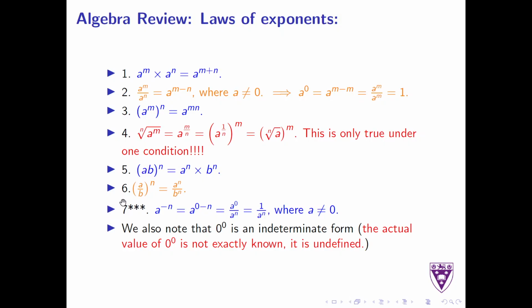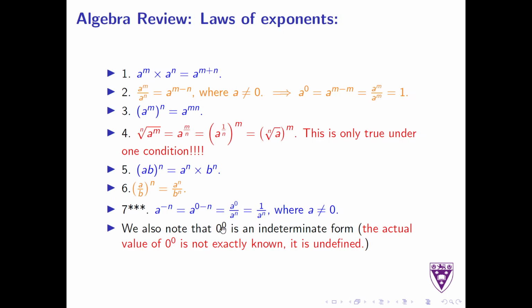Another rule is number 7. It has stars because this is just applying the rules that are up there. So a to the exponent minus n is the same as 1 over a to the exponent n, as long as we know that a is not equal to 0. So this is also one of the rules that you can apply.